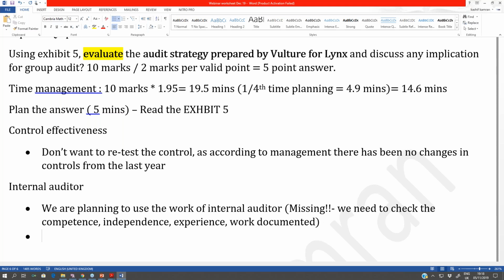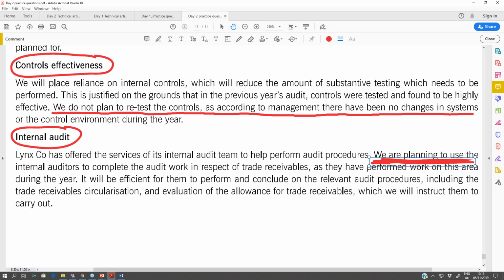Number two, okay, we are planning to use the internal auditors to complete the audit work in respect of trade receivables as they have performed work on this area during the year. So they want to use the internal auditor for the audit work in respect of trade receivables because they think the internal auditor has already done the work in trade receivable. It will be efficient for them to perform and conclude on the relevant audit procedures. Can we delegate our audit procedures to the internal auditor?